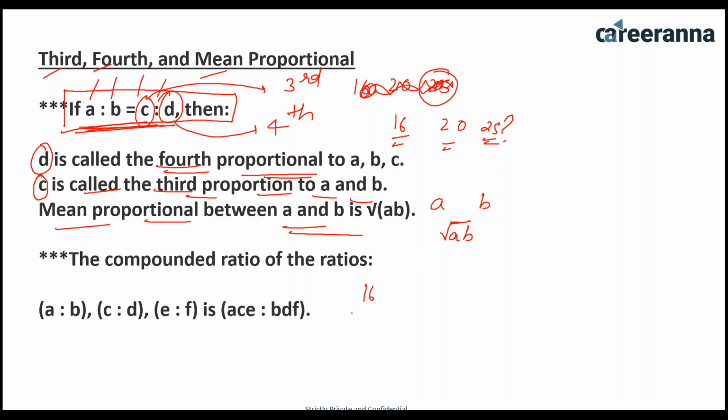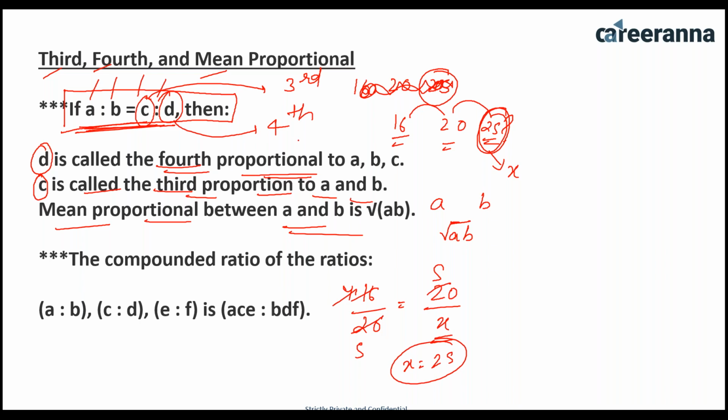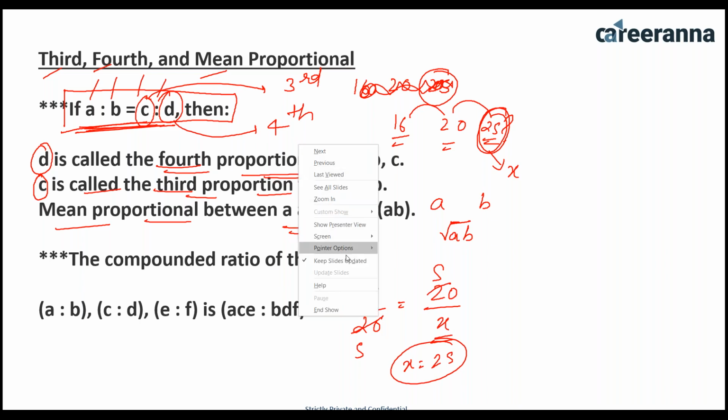So if 16 divided by 20, so there will be a relation between these numbers, equals to 20 divided by x. Let us assume that this number is x. Now solve it for x. Guys, can we solve it? 4, 5, 5, x will be 25. Is it clear to all? Let me clear this screen and then explain it again.